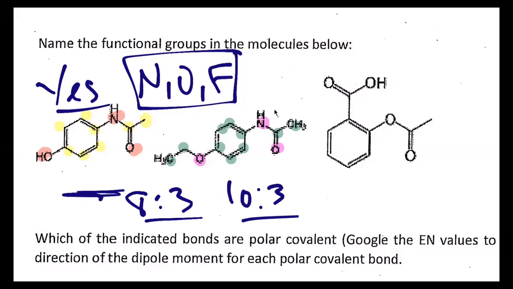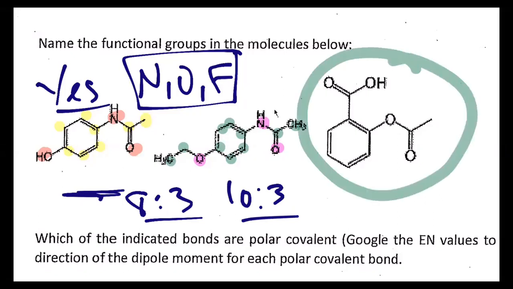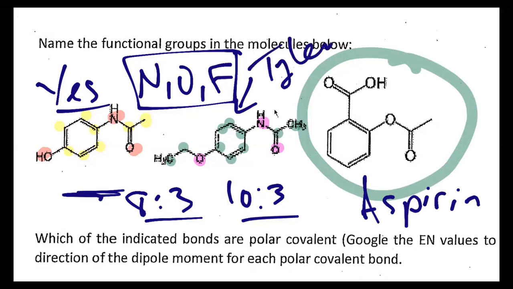What about this? I want to say this is aspirin. Actually, no, it's acetaminophen, I think, or phenacetin. It's a derivative of acetaminophen, which is in Tylenol. Actually, no, this is acetaminophen, and this is phenacetin. So this is Tylenol. That's the structure for the active ingredient. Of course, you have a bunch of other stuff in it, other binders to hold it in pill form.